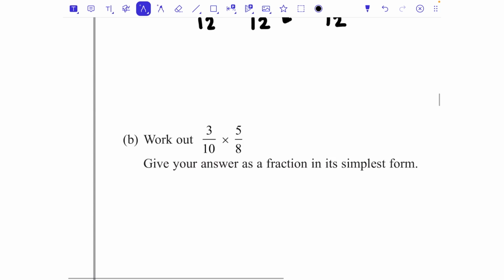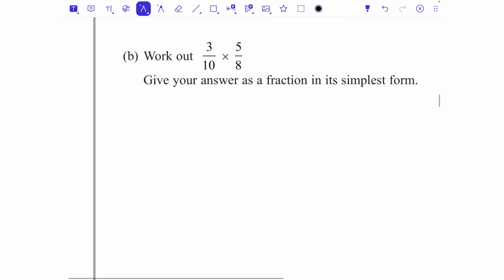For part B, we're timesing. Now this is my absolute favourite question to be asked because you do not need to make the denominators the same. We can just do the top times the top and the bottom times the bottom. So 3 times 5, that's 15, and 10 times 8, that is 80. So we're just timesing across. It's the nicest question you can be asked, but we have to simplify it.